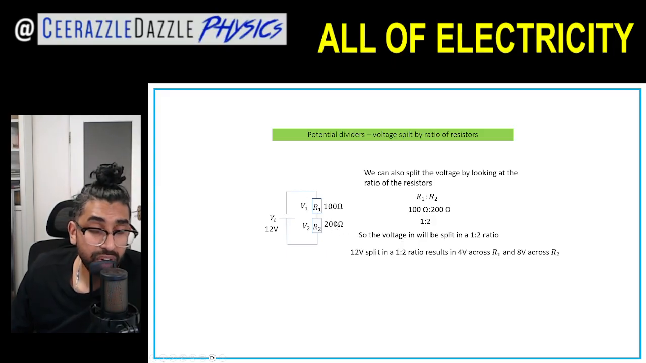Well, it's the ratio of the resistances. 100 ohms to 200 ohms is a 1:2 ratio split. Therefore, we're splitting that 12 volts into a 1:2 ratio. The first one will obviously take 4 volts. The other one is 8 volts, because now it's split in that ratio 1:2. And obviously the 4 volts plus the 8 volts equals 12 volts, which makes all our mathematics work out.